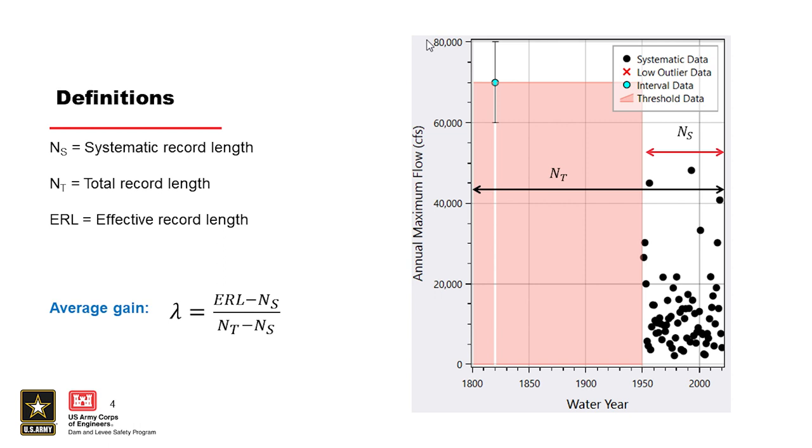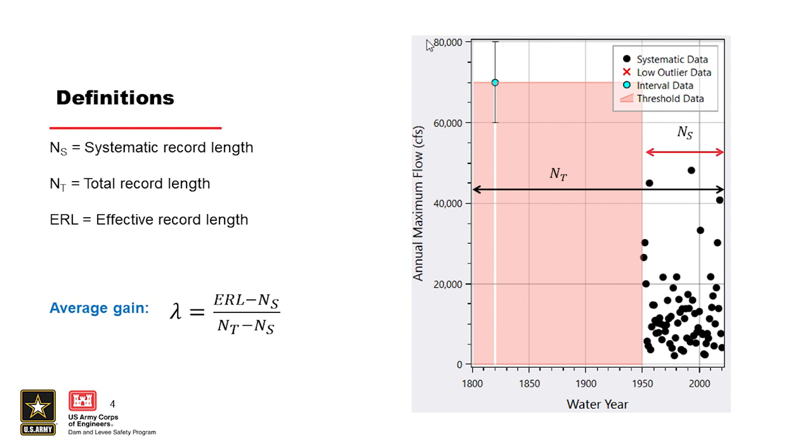So, definitions. I'm not going to spend a whole lot of time on this, but I do want to share with you some of the terminology so we're all speaking the same language. NS represents the systematic record length. NT represents the total record length. As you can see, I have an arrow that highlights that entire range of time. The ERL will often fall somewhere between the number of years in the systematic record and the number of years in the total record.